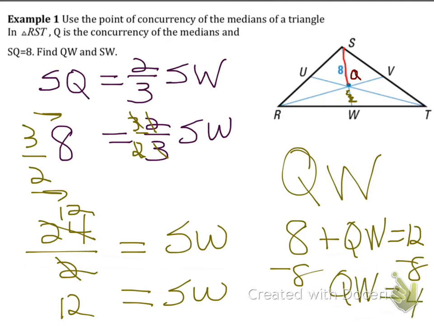Okay, a pattern you're going to start seeing is this. If you know the measurement from the vertex to the centroid, whatever that measurement is, if you divide that in half, that will be the remaining piece. So 8 and 4 give me 12. I know that works. Okay, there's one more practice in the next example, so let's do that on my next page.